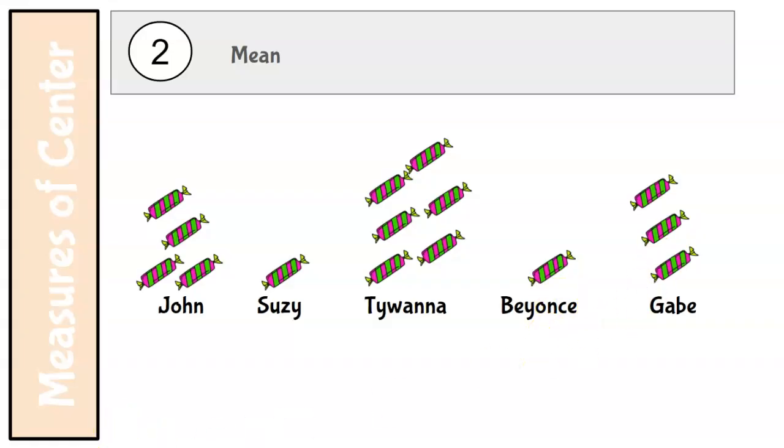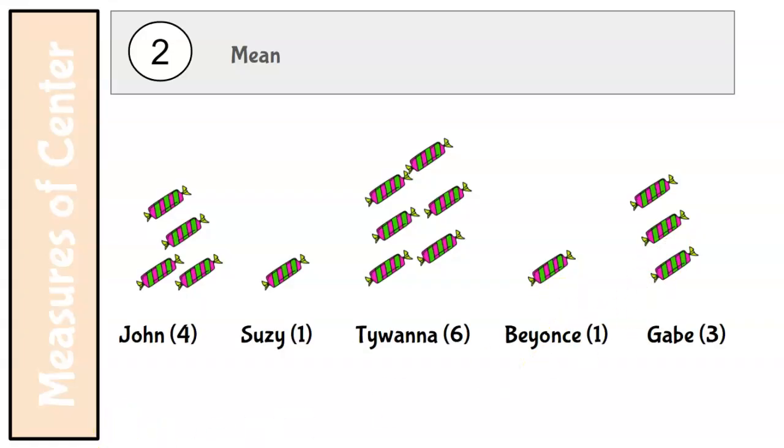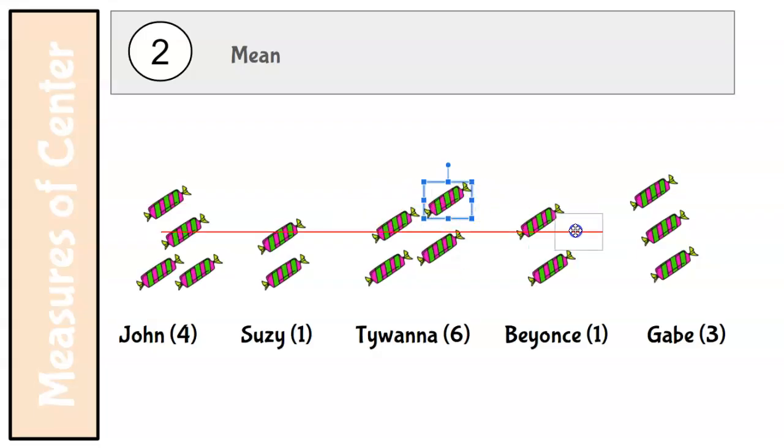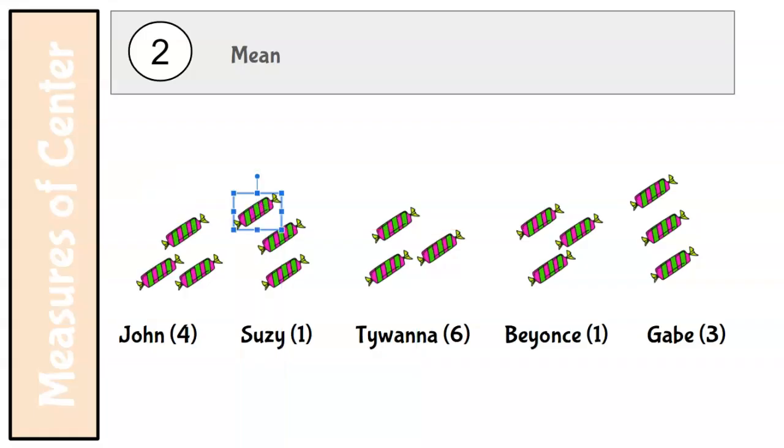So let me add those numbers. All right, so Tiana has way too many, so we're going to give some to Beyonce, and we're going to give some to Susie. But now Tiana still has too many, so we'll give one to Beyonce. Now at least Gabe and Beyonce have the same amount, but John still has too many, so we'll put one over here, and now they each get 3. And basically when you're finding the mean, that's what you're finding.